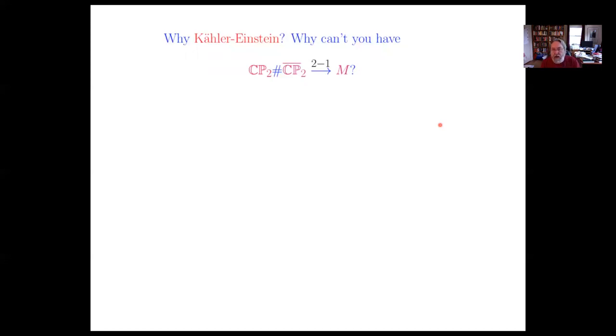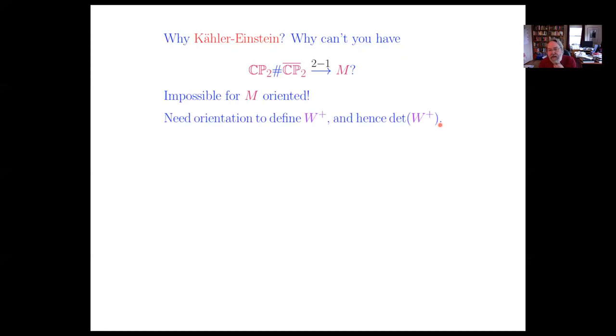So I asserted that the only possibilities involve Kähler-Einstein manifolds. You're looking at this, you might think, well, there was S^2 times S^2. What about maybe a Z_2 quotient of CP^2 connected sum CP^2 bar? Well, if we didn't demand M to be oriented, you could do that. But it's impossible to get an oriented manifold that's double covered by CP^2 connected sum CP^2 bar. And of course, the hypothesis assumes that we can talk about the determinant of W plus, which involves an orientation. When you switch the orientation of a manifold, it interchanges W plus and W minus. So for our question, the manifold has to be oriented.